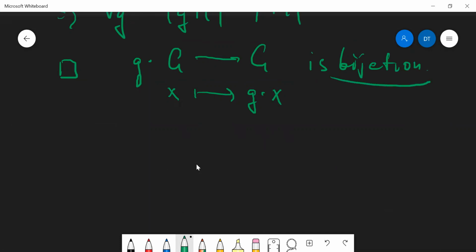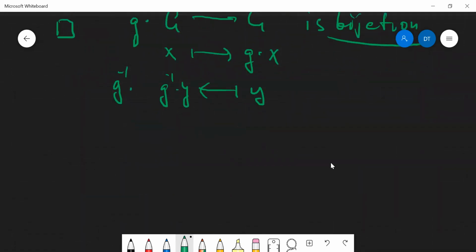Why? Because there is an inverse map, which takes any Y to G inverse Y, which is multiplication by G inverse on the left. So these two maps are inverse to each other. So that's why this multiplication is a bijection. So being a bijection is the same thing as having an inverse map.